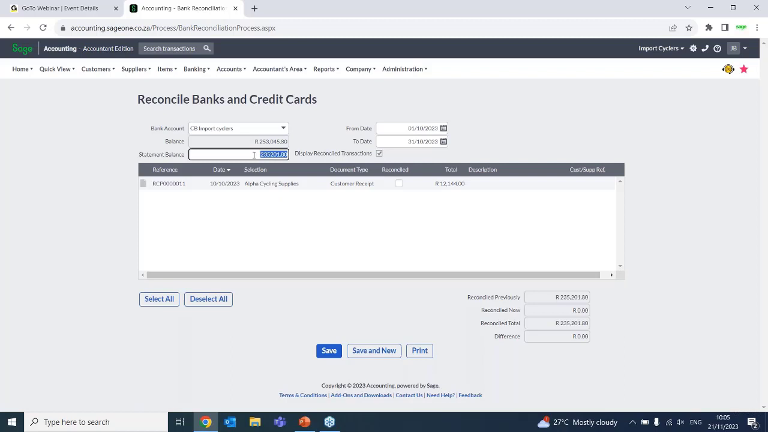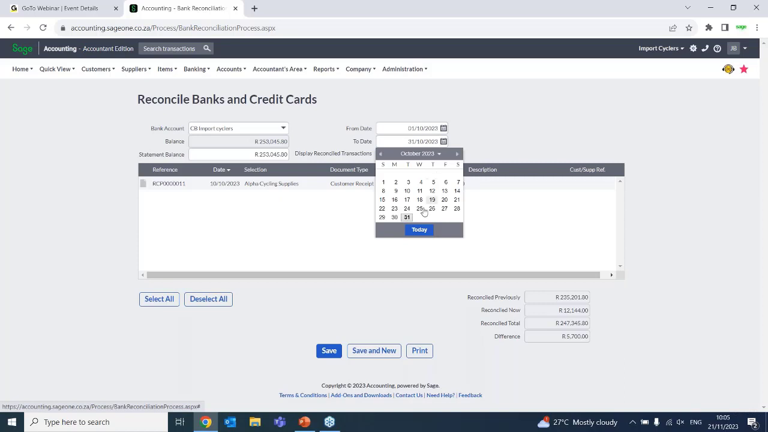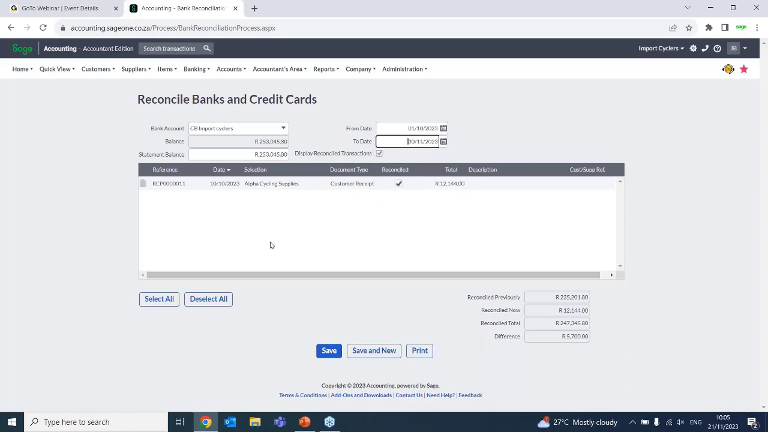But again, you're then going to enter your statement balance as at the end of October. If we select our balance, here we can see now there's a 5,700 difference. Where's that coming in? So we need to check, and you're going to keep entering your statement balance. Now, of course, guys, you can do this weekly. It can make that a little bit easier.